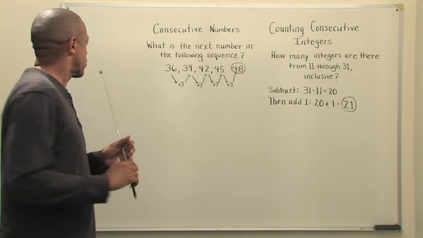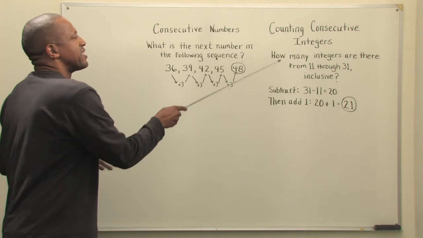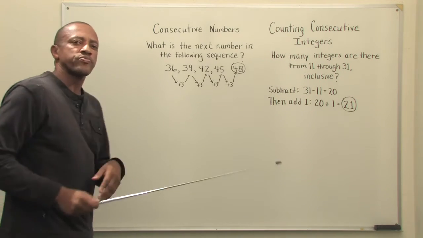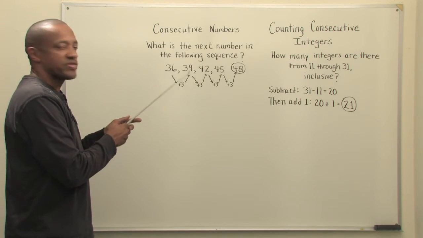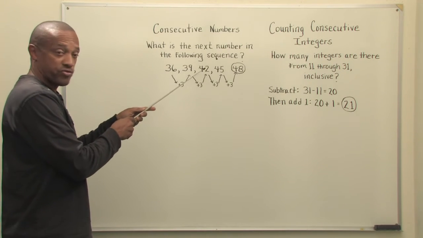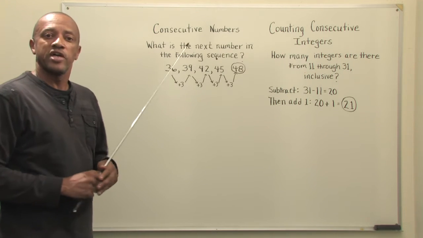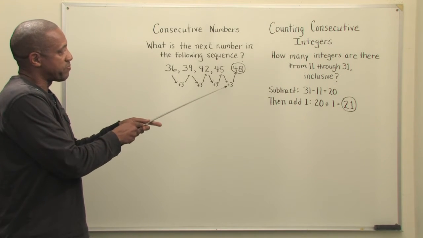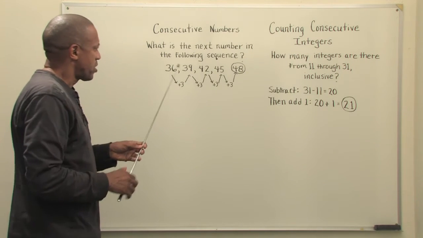I left you with a couple of questions. What is the next number in the following sequence? And how many integers are there from 11 through 31 inclusive? For the first question, if you just add 3 to each number, you will get the next number. 36 plus 3 gives you 39, 39 plus 3 gives you 42, and 42 plus 3 gives you 45. So to get the next number in the sequence, you simply add 3 to it, and 45 plus 3 is 48. That's the answer for this problem.